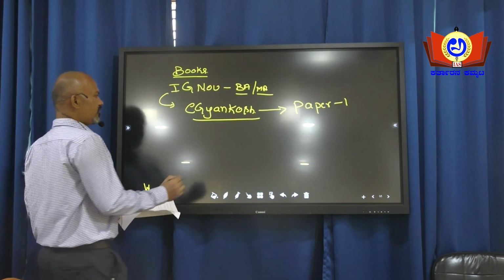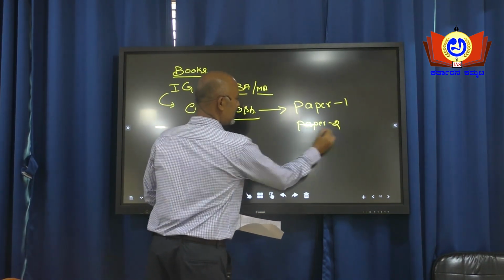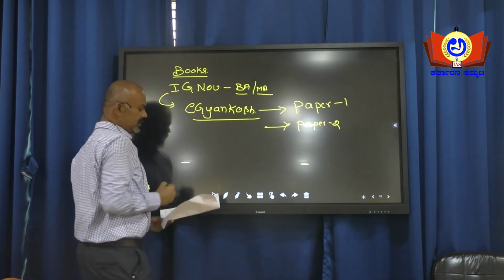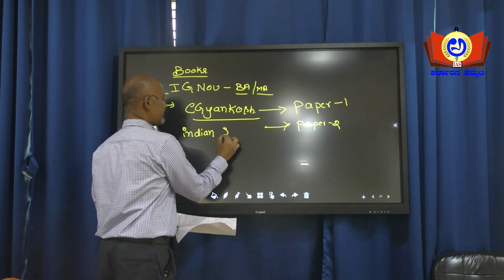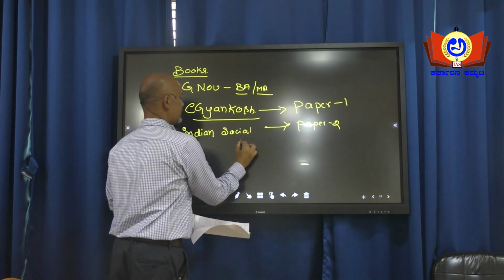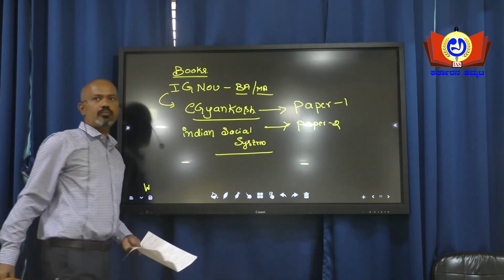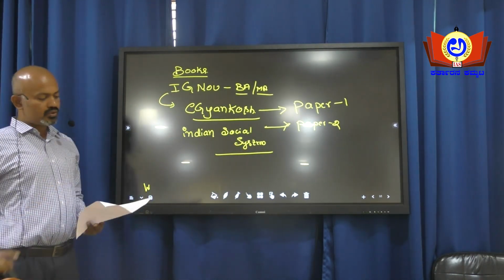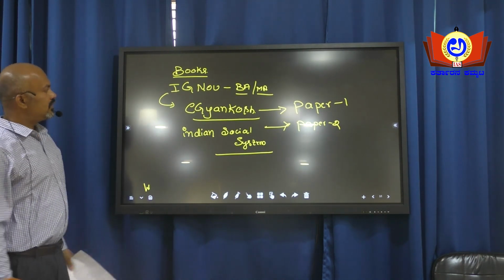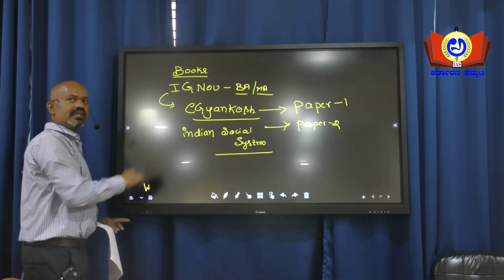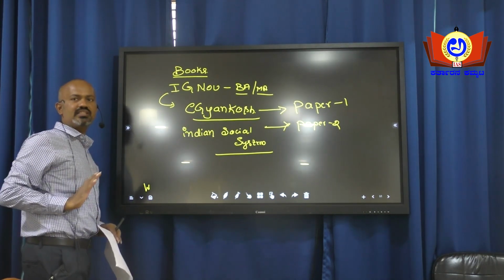For paper 2, a very important book, which I have already told in the key book list, is Indian Social System. This book is very important for paper 2. Generally, these materials have to be followed. Now, specifically, I will tell chapter wise.